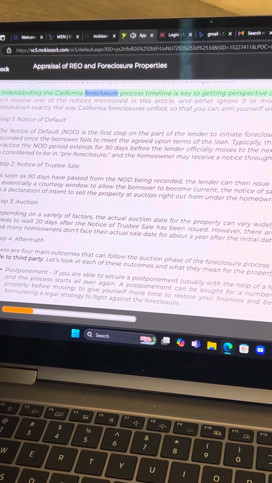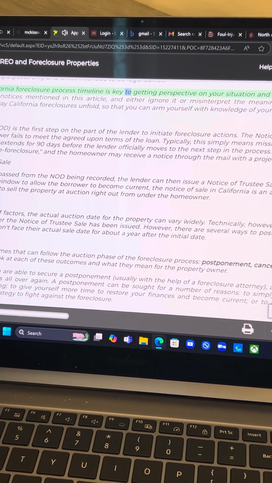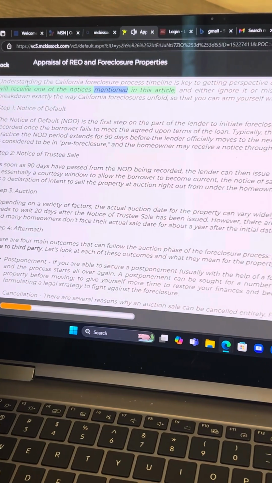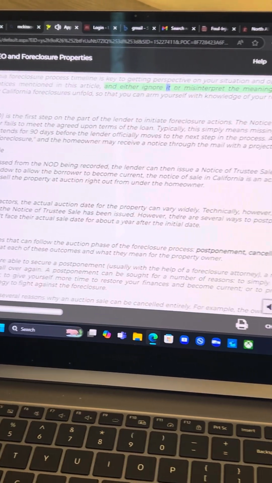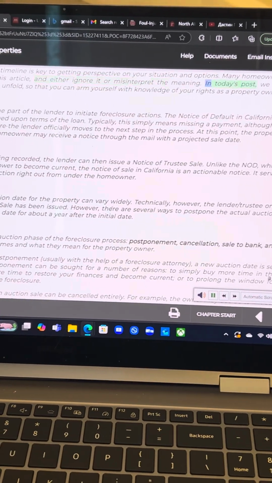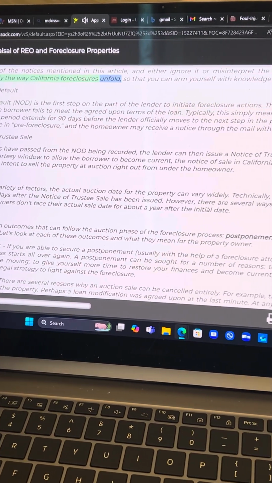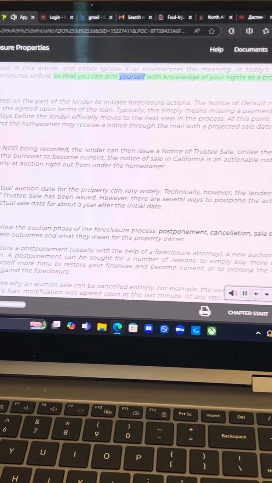Understanding the California foreclosure process timeline is key to getting perspective on your situation and options. Many homeowners will receive one of the notices mentioned in this article and either ignore it or misinterpret the meaning. In today's post, we will break down exactly the way California foreclosures unfold, so that you can arm yourself with knowledge of your rights as a property owner.